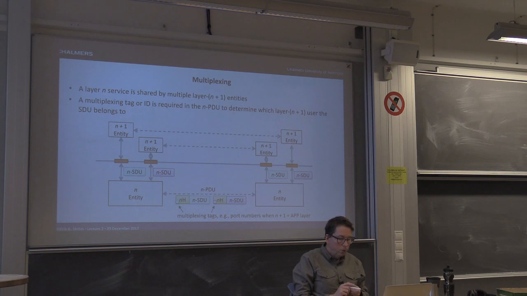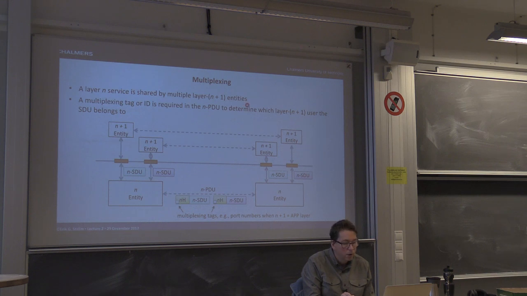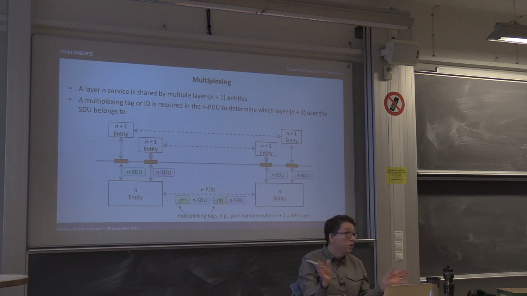Right? So a layer n service can be shared by multiple entities above it, and this is called multiplexing. And for this to work, we need some special information here. Suppose we have an entity here, let's call it HTTP, and here we have maybe DNS. And for some reason, they want to communicate to the same node at the other end. So here is TCP. If I'm TCP, I can get messages from an HTTP protocol or messages from a DNS protocol. They have different syntax and so forth.